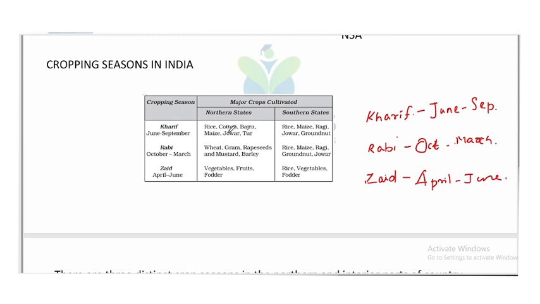Now, major crops. In North India, the Kharif crops are mainly rice, cotton, bajra, maize, jowar, tur. In southern states, rice, maize, ragi, jowar, groundnut. Next one is Rabi, that is October to March. In northern states, wheat, gram, seeds, and mustard, barley. Then here, rice, maize, ragi, groundnut, jowar. Next one is Zaid, that is April to June: vegetables, fruits, fodders. Here, rice, vegetables, fodders. Okay, so these are the main 3 cropping seasons in India: Kharif, Rabi, Zaid.